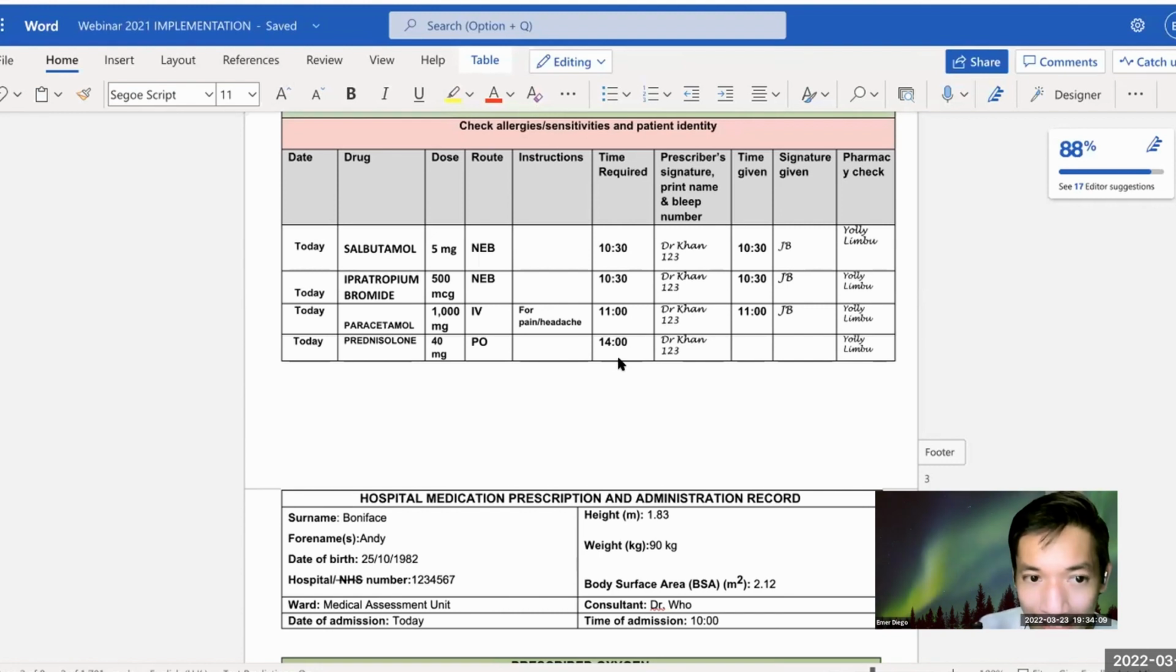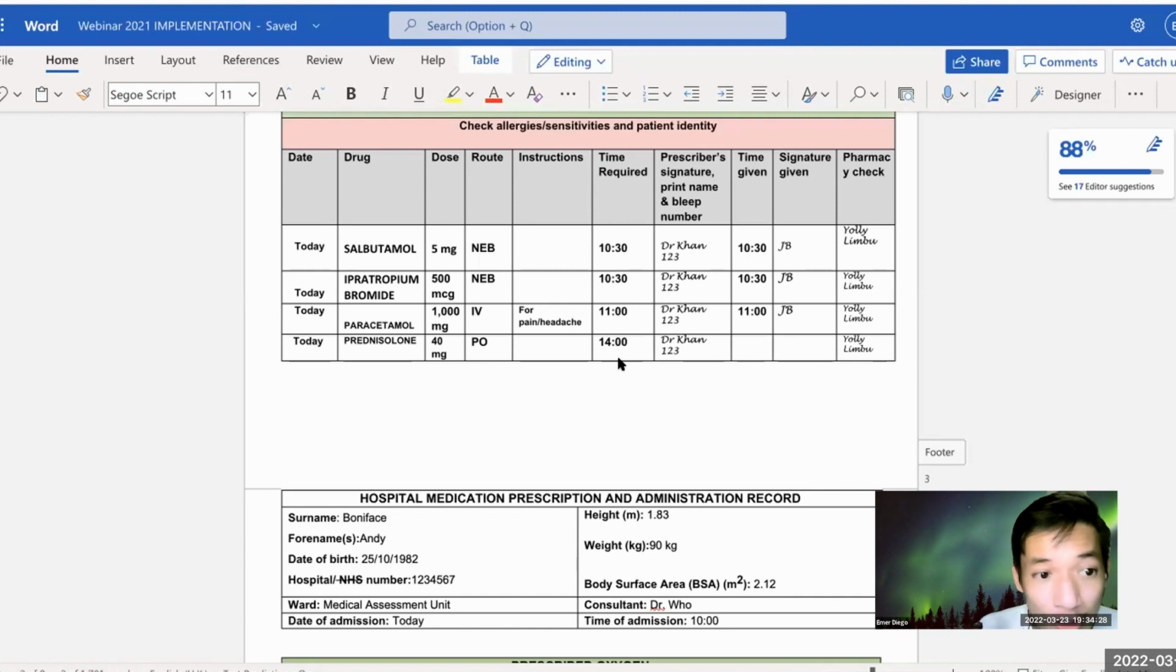Why do we call it stat? You have to give it now. Yeah? You have to give it now. So that means it's the top of your list. So you have to give the prednisolone now as a stat dose.